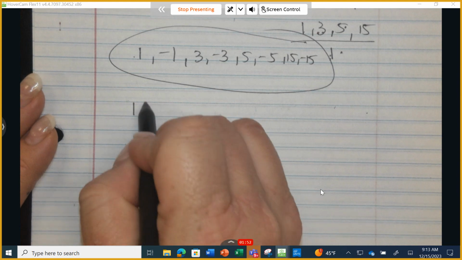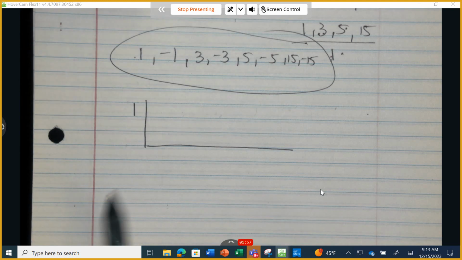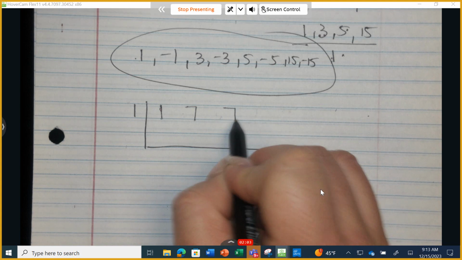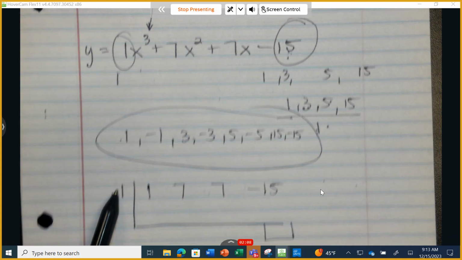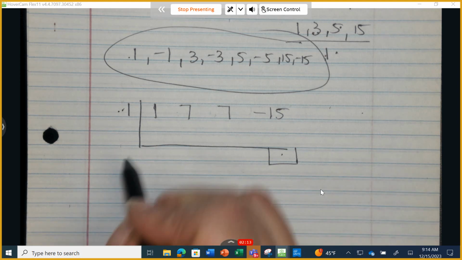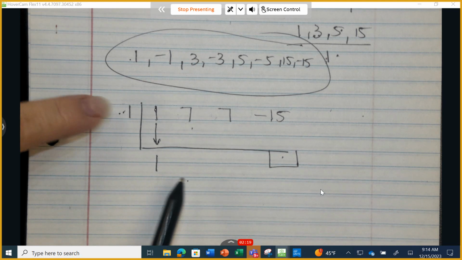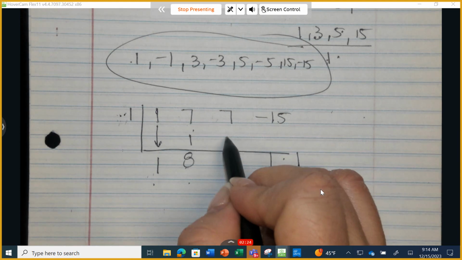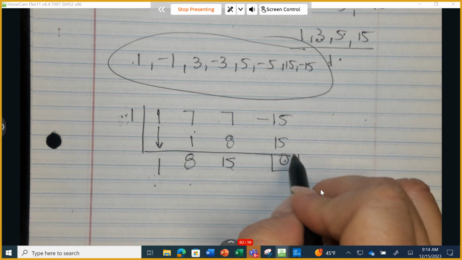Let's all try 1. Put a 1 out. And I'm going to take the coefficients of each term here. So x to the third, x to the second, x to the first, and x to the 0. I know that this is one of the 3 solutions if I end up with 0. So D mama, D means to drop down the first number, and then everything we do is multiply and add. So here we go, multiply and add down. Multiply and add down. Multiply and add down.